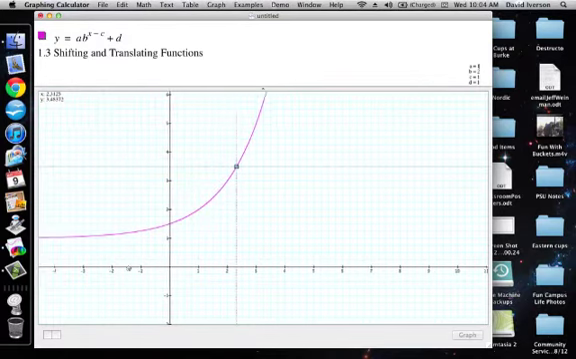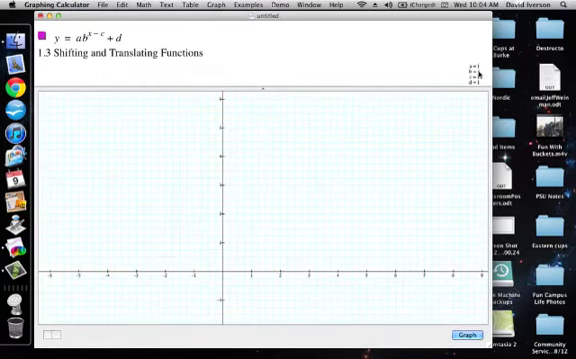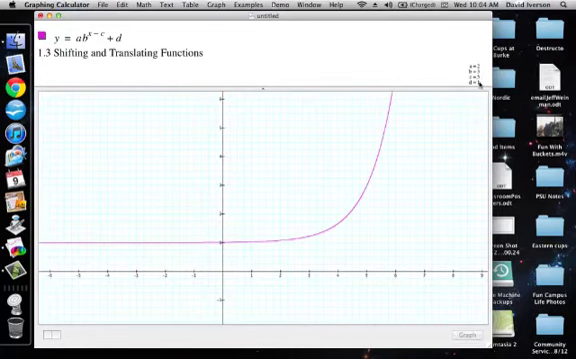Here, if I change my B from 2 to 3, you probably can't see that over on the video, it's going to stretch it. I wonder if I can make it n. Probably not. No, it doesn't let me make it n. So B is going to be the horizontal stretch, A is going to be the vertical stretch, C is going to translate it to the right, and then D is going to translate it up or down.